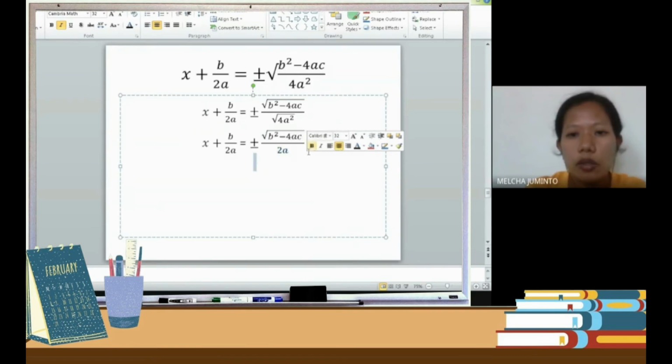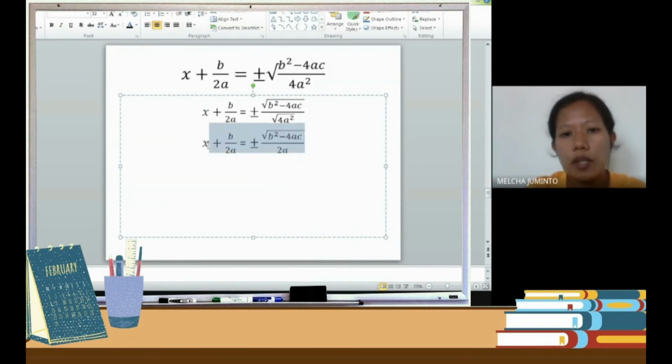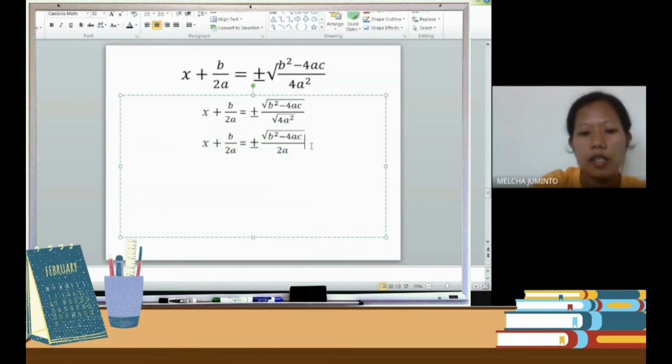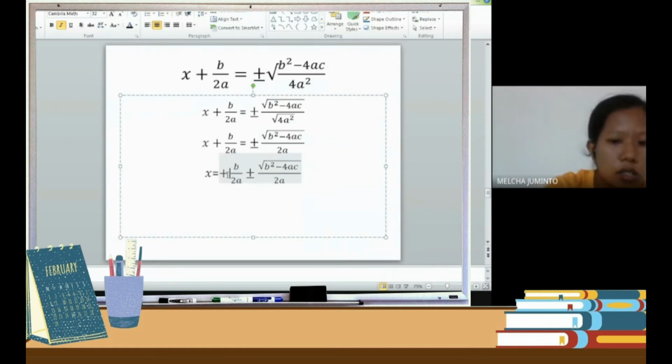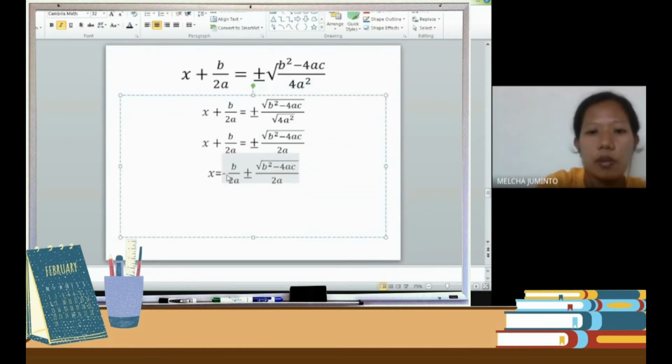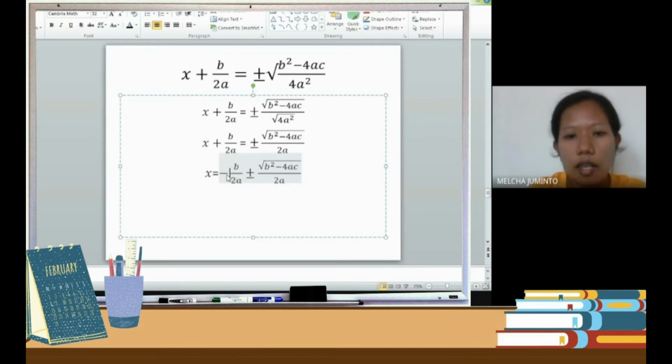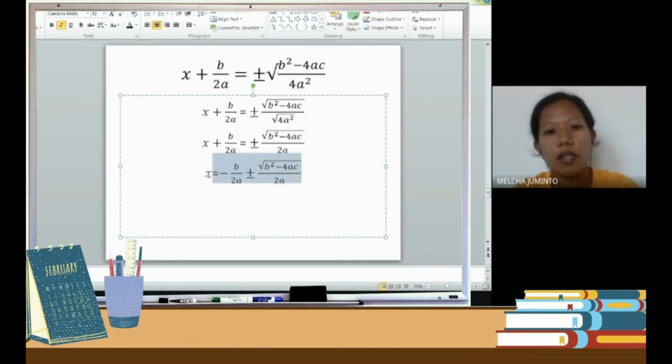And the next step is to transfer the fraction b over 2a. It should be written in the other side of the equation. So from left, transfer to the right. But the sign should be negative because we transferred it from left to right. So negative b over 2a, positive and negative, the square root of b squared minus 4ac. Finally, we write them as a single fraction because both of them contain the denominator 2a. So the final answer will be this one.